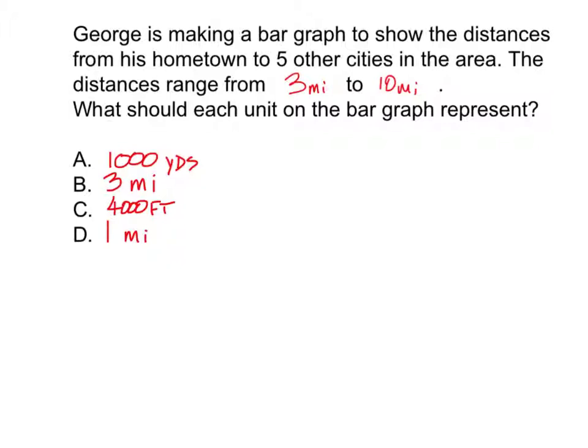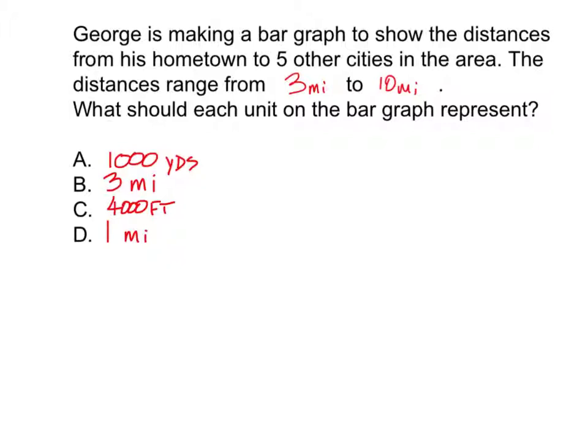George is making a bar graph to show the distances from his hometown to 5 other cities. They range from 3 miles to 10 miles. Should he make the unit markings on his y-axis 1,000 yards, 3 miles, 4,000 feet, or 1 mile?